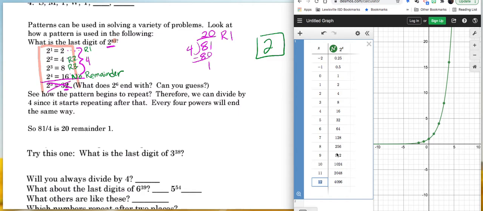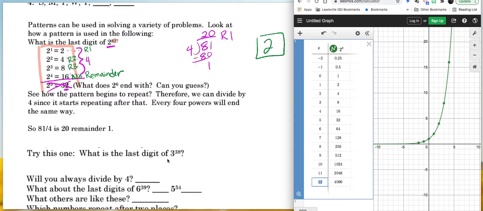It's kind of weird. It definitely takes some getting used to. It's really, really cool, though, that the digits, when they are raised to powers, do create patterns. And so we're going to look at some more numbers and see what happens with them.